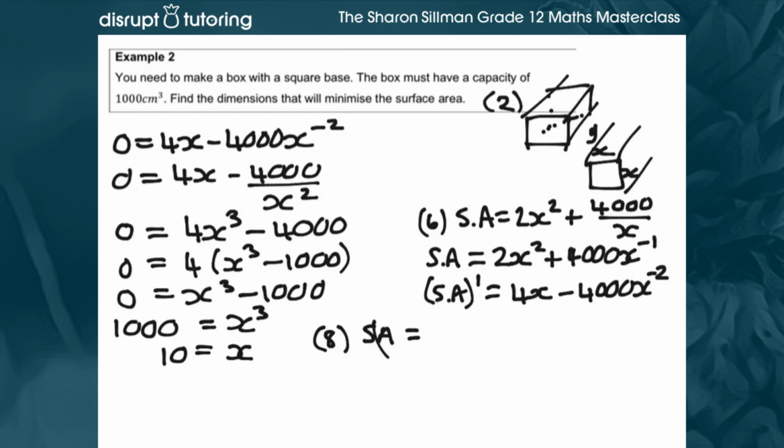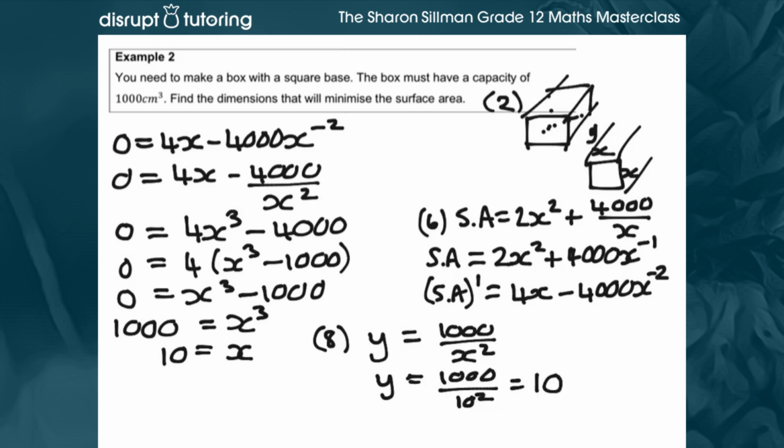Sorry, not the surface area formula. Oh, sorry, not that one yet. We need to go back to where we had what y was equal to from our optimization formula. y was equal to 1,000 over x squared. We now know what x is, so we can use that to find the corresponding y value. So 1,000 divided by 100 is 10.